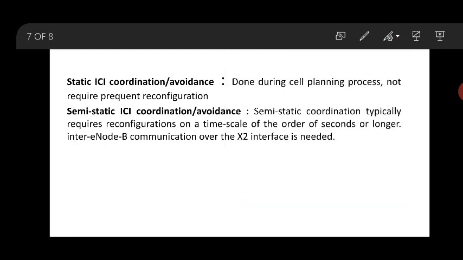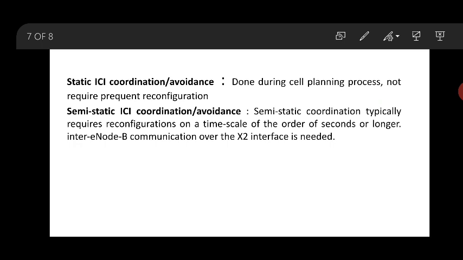In semi-static, coordination typically requires reconfiguration. It is not only planned at the beginning, it will be refreshed depending on time, which may be in seconds or over a longer time interval. It will be done over the X2 interface. A certain time interval will be provided so that your cell keeps on refreshing for the corresponding frequency.